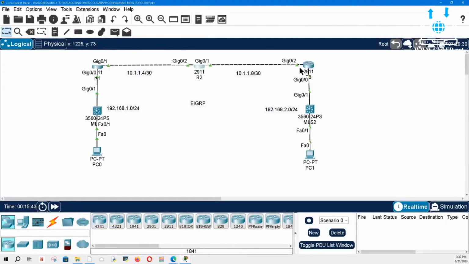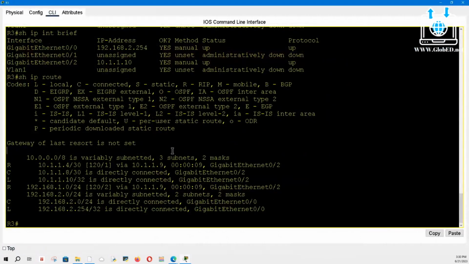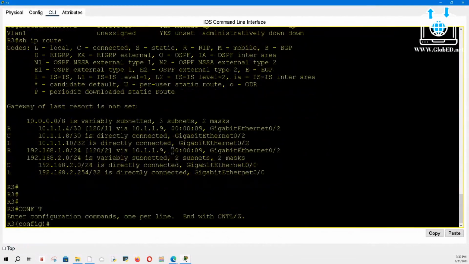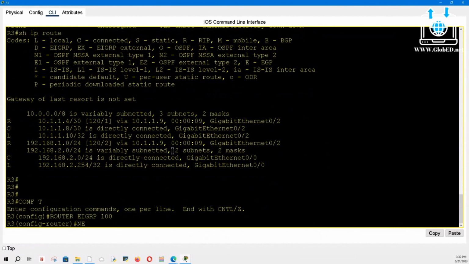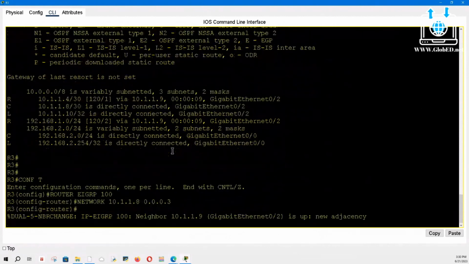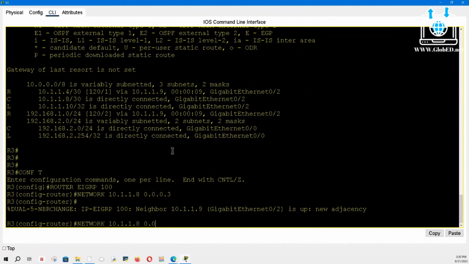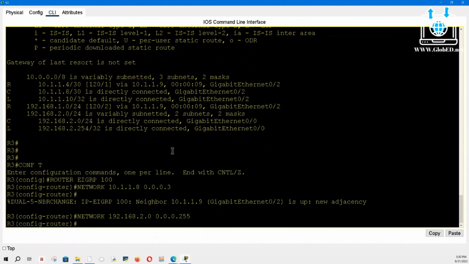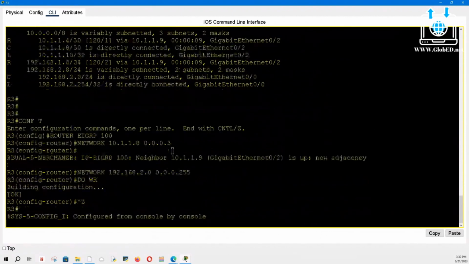Router 2, and then the last router, router 3. All right, same old, same old. Config t, router EIGRP. Ooh, spell it correctly, EIGRP 100. Network, okay, that's 10.1.1.8 0.0.0.3. Let's wait a little bit. Boom, there it is. Up arrow, and let's type network 192.168.2.0 0.0.0.255. No need for an auto-summary. Do WR.